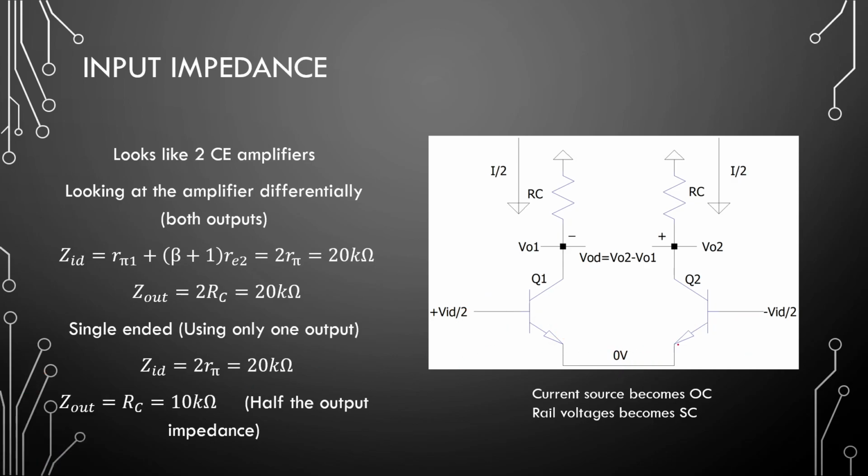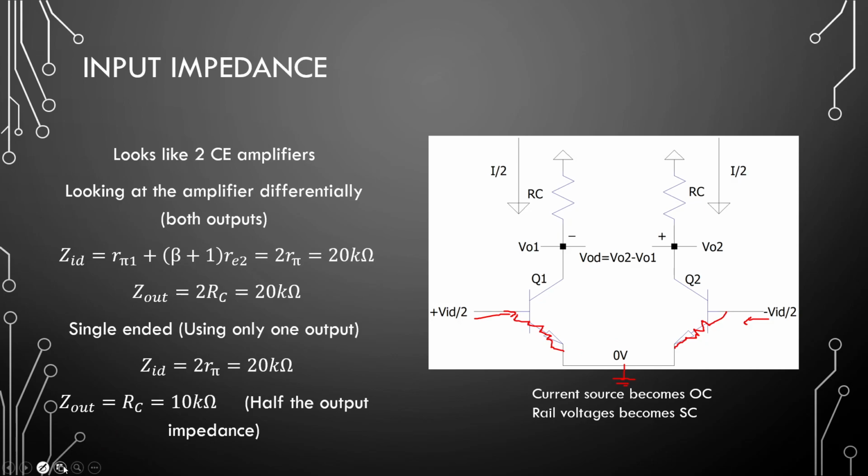Okay, so looking at the first philosophy is having two different inputs and having this as a ground. So looking into this transistor, you will be seeing R pi, and looking into this transistor this side, you will be seeing R pi. Okay, so the input impedance is typically 2 times R pi for these amplifiers.